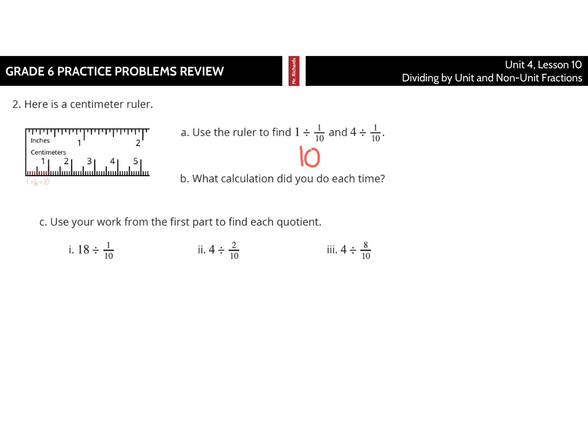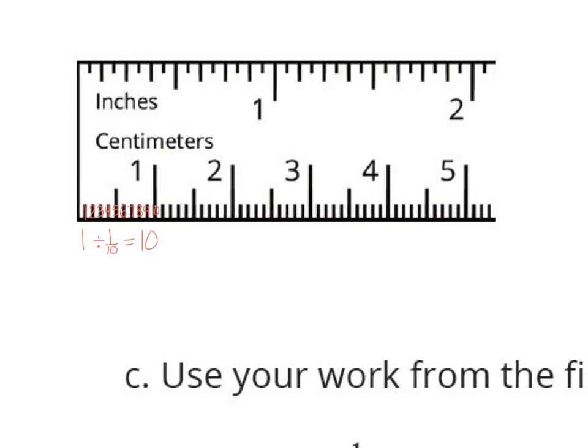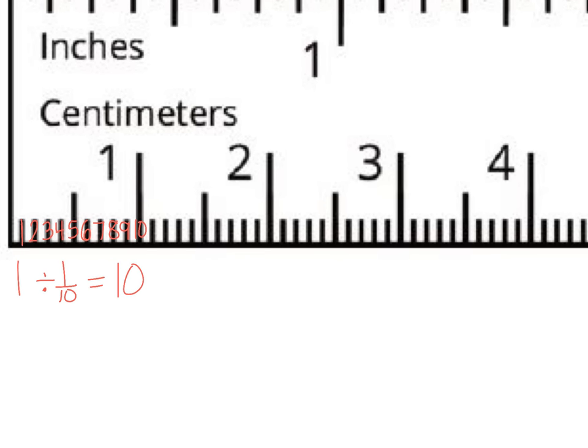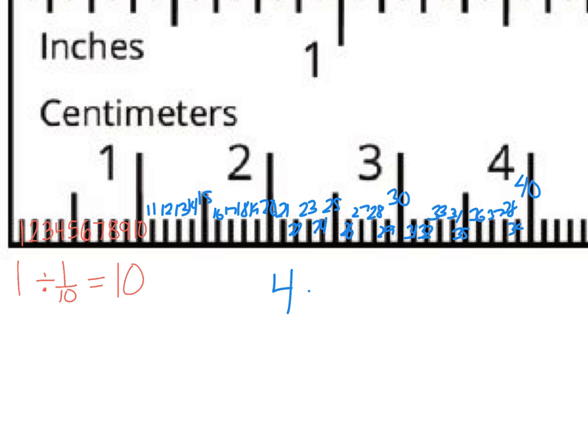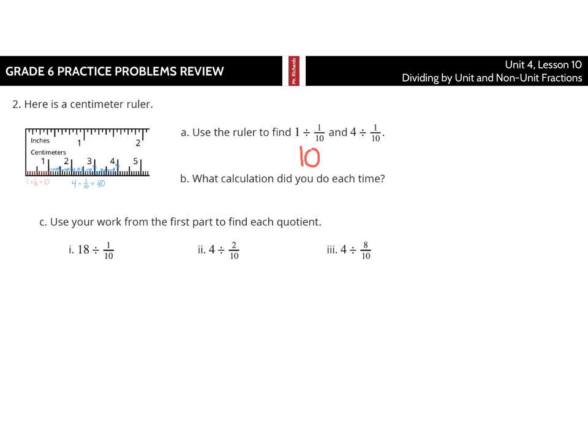Now what if we zoom back in on this ruler and figure out what 4 divided by 1/10 pieces is going to be? Well, we already counted our first set, right? And so now we can just keep going. 11, 12, 13, 14, 15, 16, 17, 18, 19, 20, 21, 22, up to 40. So our 4 broken into pieces of 1/10 is going to be 40. So again, 4 divided by 1/10 is simply 40.